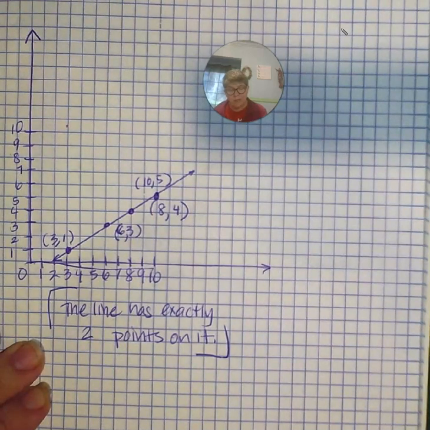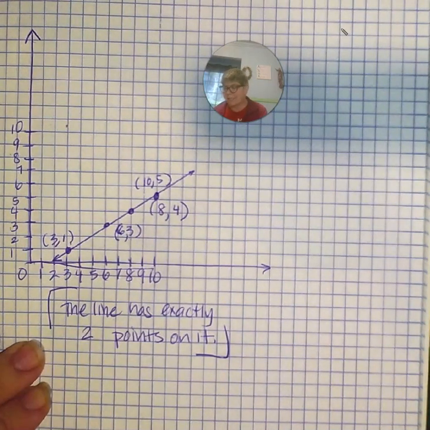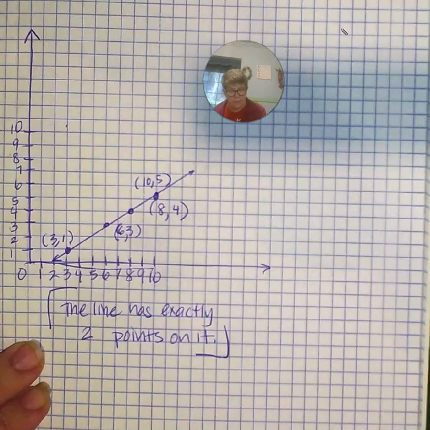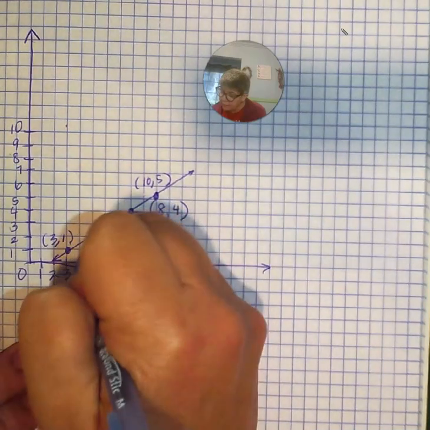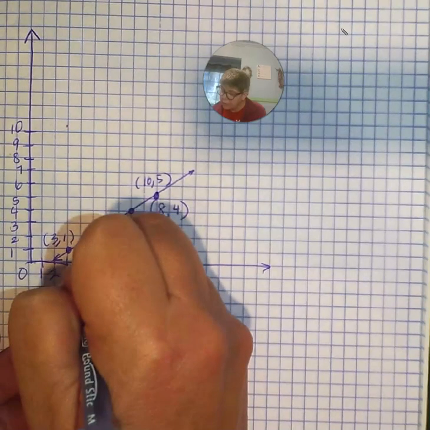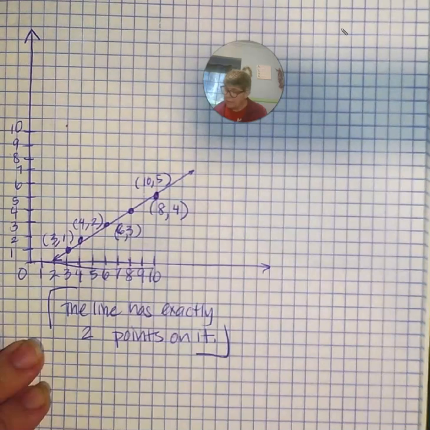Aha. So all of the points that are possible are on this line, and the line goes on forever in either direction. So it will continue to have points on the line. I see (4, 2), well, my line is not exactly perfect. (4, 2) should be there. (6, 3), (8, 4), (10, 5).